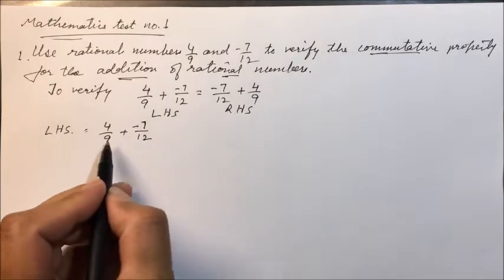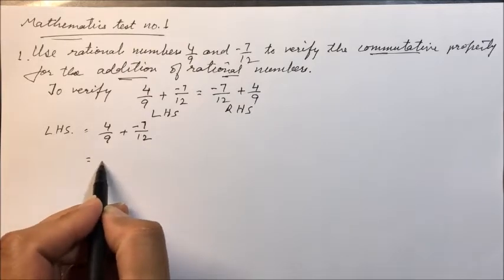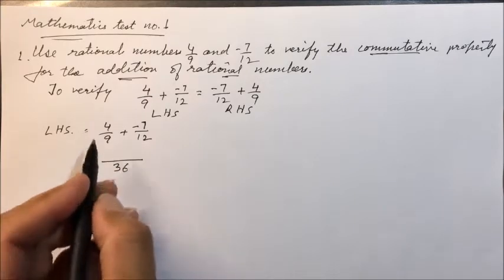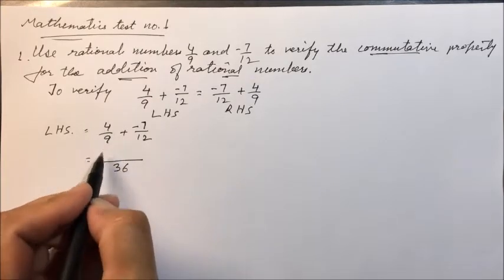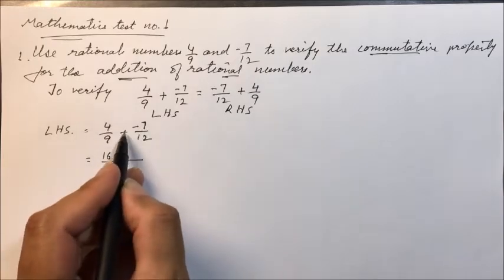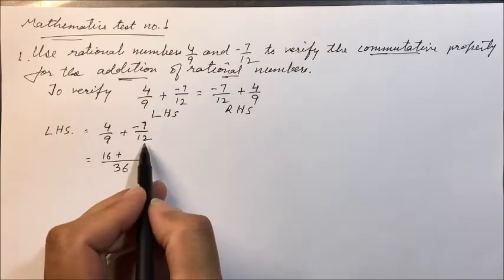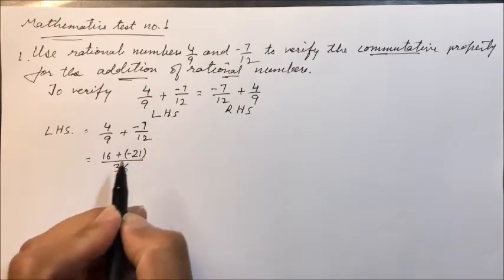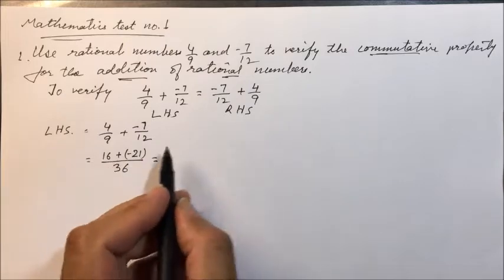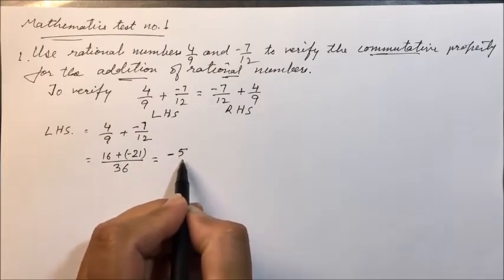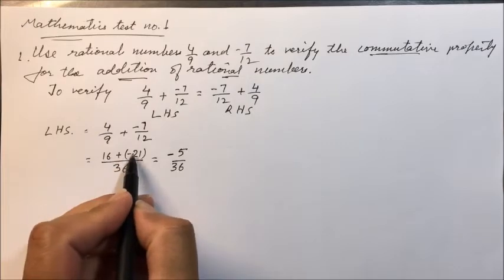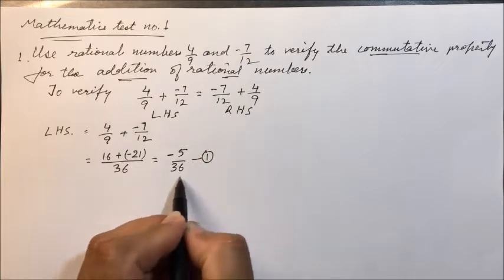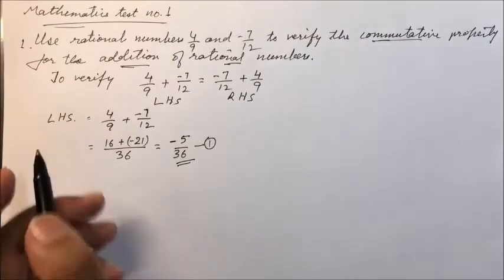First, as we see the denominators are different, we will take the LCM, least common multiple, so it is 36. 9 4s are 36. So here we will have 16 plus minus, 12 3s are 36, 7 3s are 21, that is minus 21, and this comes out to be minus 5 upon 36. 16 plus minus 21 is 16 minus 21, that is minus 5 upon 36. This is our first result, that is LHS result.